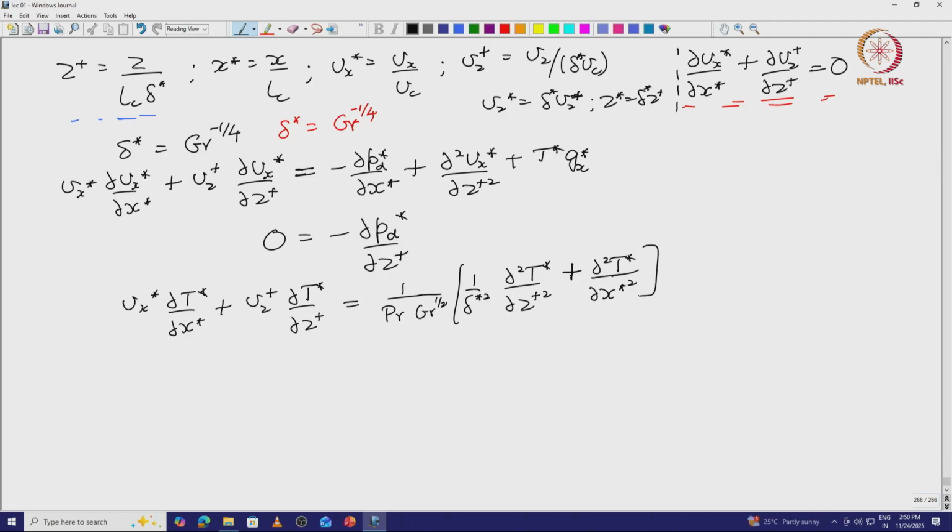As usual, streamwise diffusion can be neglected in comparison to cross stream diffusion, and this product delta square into Grashof power half is just 1, because delta is equal to Grashof power minus 1/4. So, delta square into Grashof power half is just 1. So, the equation becomes Vx star partial T by partial x star is equal to 1 over Pr partial square T by partial z plus square.